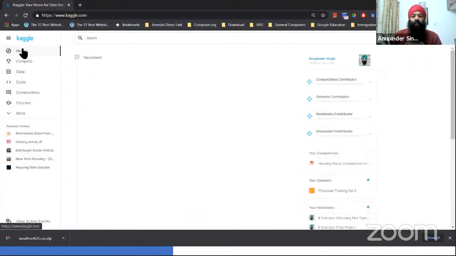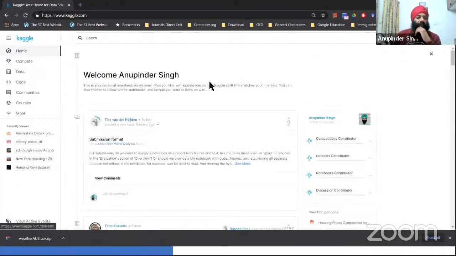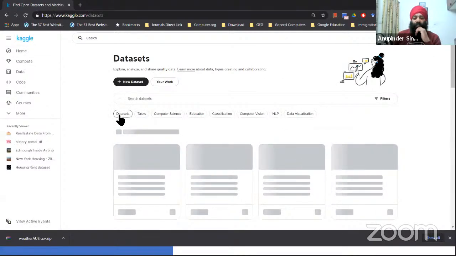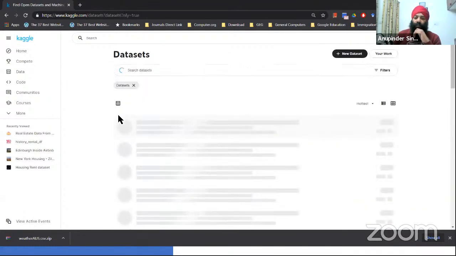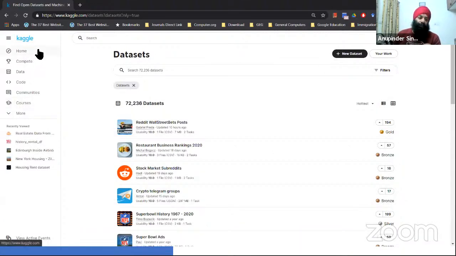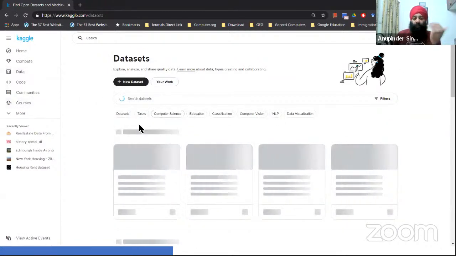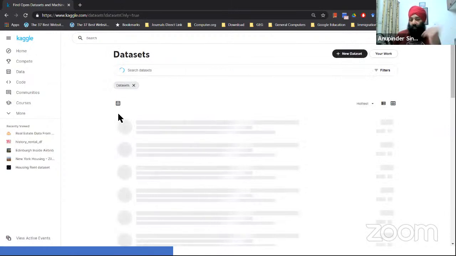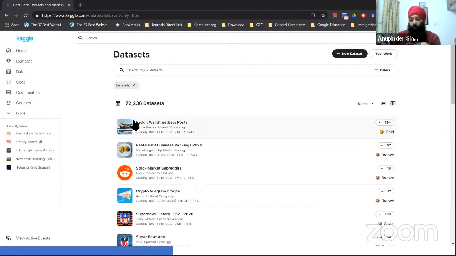This is my Kaggle portal, and let me take you to the data sets, right? If you are not aware of the Kaggle platform, this is the platform where data scientists and machine learning enthusiasts come and practice their skills on the machine learning part. I use Kaggle a lot in terms of getting the data sets and working with them.